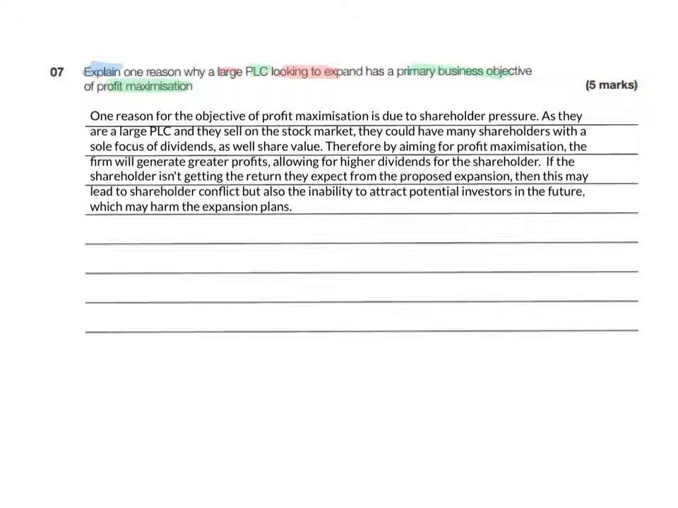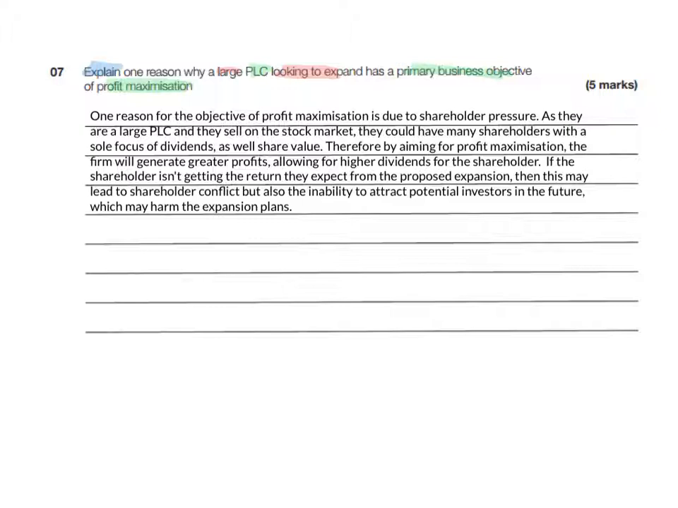So the answer I've only gone for 1 point, but it's well explained. And within this 5 marker, they are looking for explain one reason, okay? So you don't need to list points because if you list points, you're not developing, and again, you're not doing what the question asks because it says one reason. So one reason for the objective of profit maximisation is due to shareholder pressure. So that's my initial point. Now I need to explain why and give reasoning for that.